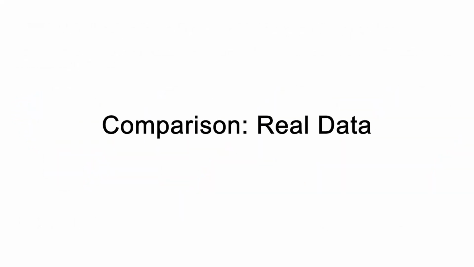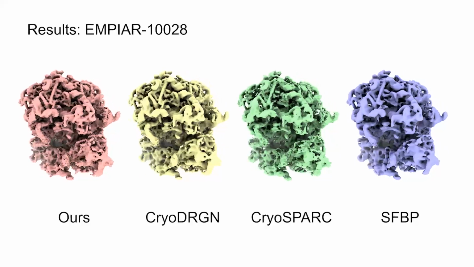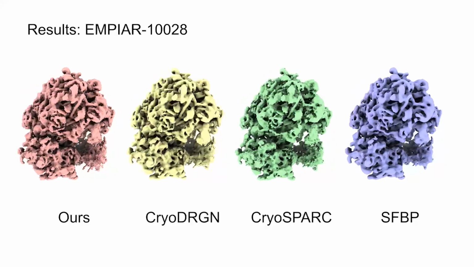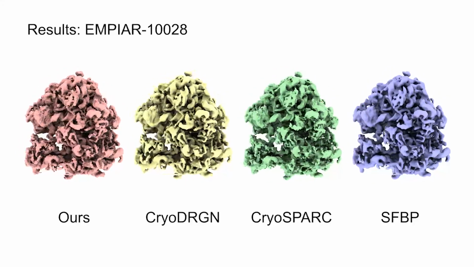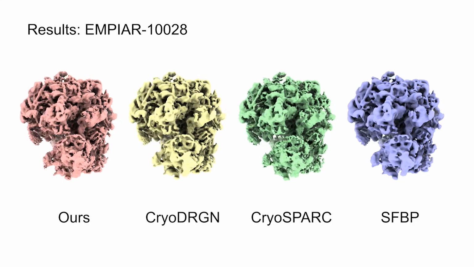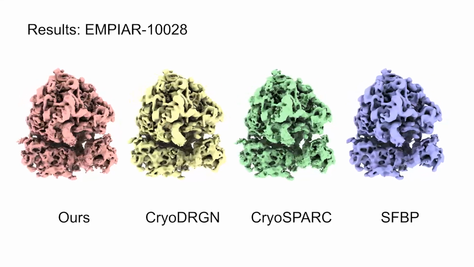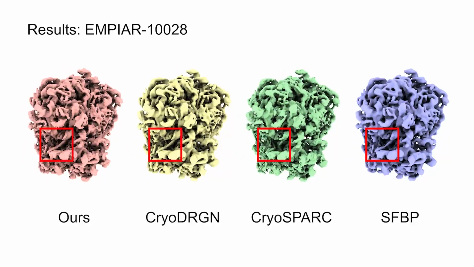Now we show the results of the reconstruction on real experimental datasets. We compare CryoFormer with CryoDragon, CryoSpark, and sparse Fourier backpropagation on the ADS ribosome dataset. Our reconstructed volumes match or even surpass those from baseline methods, especially in certain details.